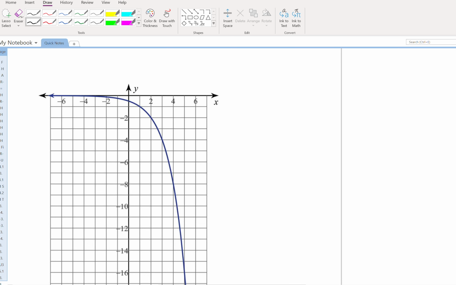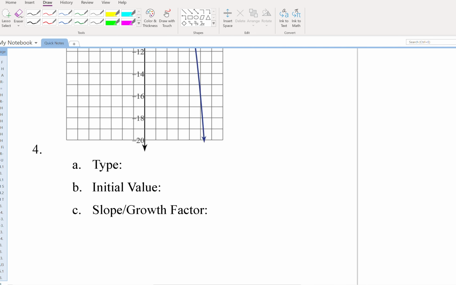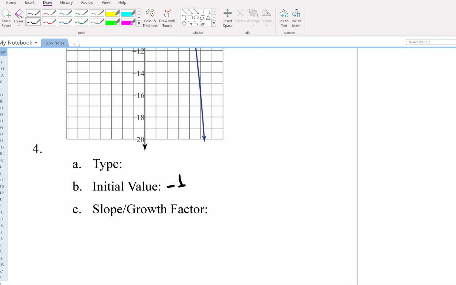Let's take a look right here. This value would be -1/2. So this would be -1, here's negative 2, so half of that's negative 1, and half of that would be negative 1/2. So this value, not x, y equals negative 1/2. So my initial value is negative 1/2. Obviously, again, this is exponential. It's got the curve to it, which means we're looking at a growth factor, not a slope.